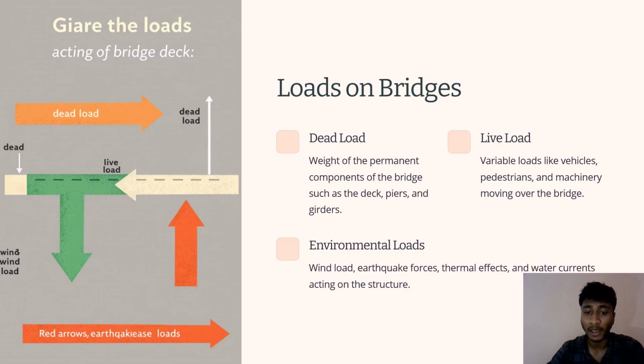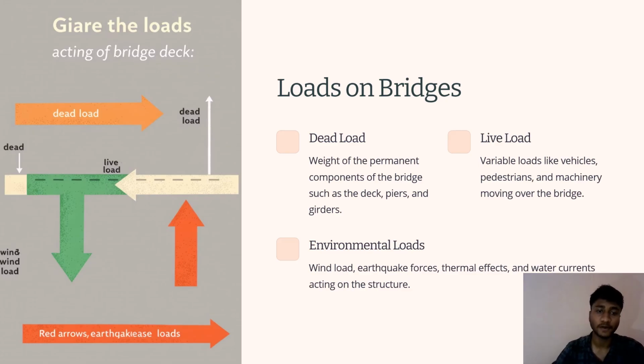So there is dead load, live load, and environmental loads. First, we will see dead load. It is the weight of the permanent components of the bridge, such as deck, piers, and girders. These are all included in dead load. In live load, there are variable loads like vehicles, pedestrians, and machinery moving on the bridge. Whichever machines and vehicles move on the bridge are included in the live load. Environmental loads: wind load, earthquake force, thermal effects, and water currents acting on a structure. So basically, in environmental loads, natural phenomena are included.